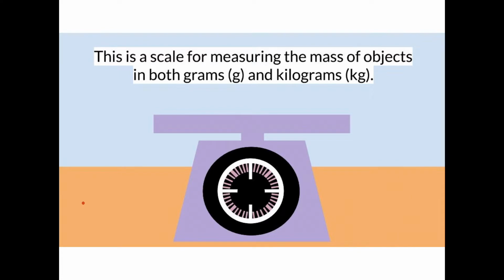So this is a scale here. And this scale measures the mass of objects. Remember, mass means the weight of objects. And it's going to measure it both in grams and in kilograms. So both of those, okay? And I'm going to explain that in a little bit. So right on top here, this is where we would put the object to measure it. So if I was measuring, let's say, an apple, I would put it on top of this scale, and then there would be a little arrow, and it would move to wherever the weight is.